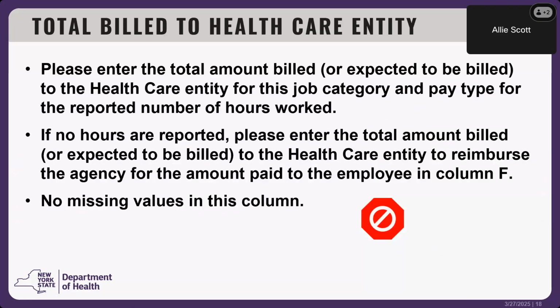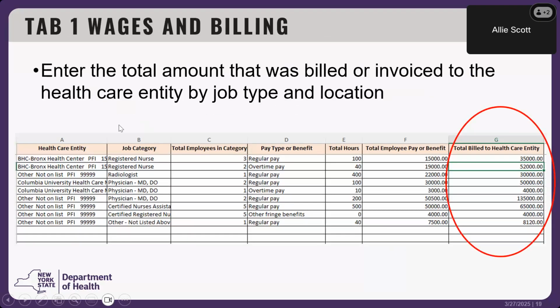So in column G, you're going to enter in the total billed or expected to be billed to the healthcare entity for the job category and pay type for the hours that were worked in column E. So if no hours were reported in column E, then you'll just need to enter in the total billed or expected to be billed to the healthcare facility. And also remember that there are no missing values in these columns. So if the answer is 0, please put that.